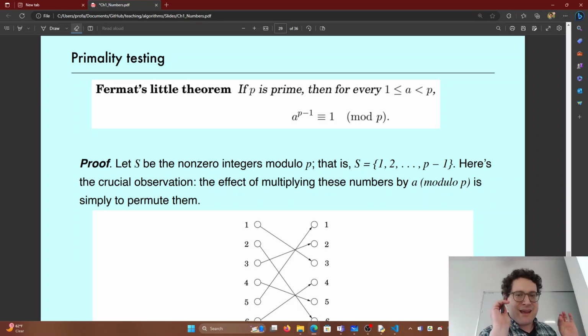So anyway, what it says is that if p is a prime number, this is actually pretty remarkable, then for every number a from 1 to p, every single number, a to the p minus 1 is congruent with 1 mod p.